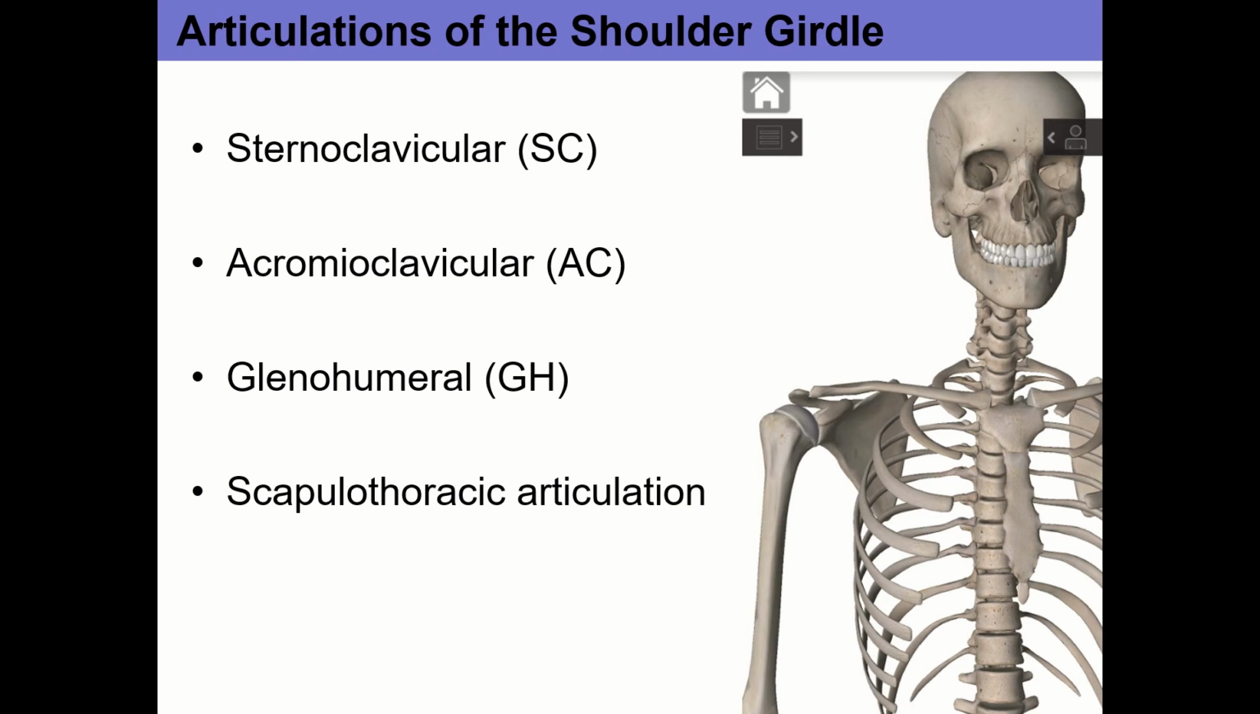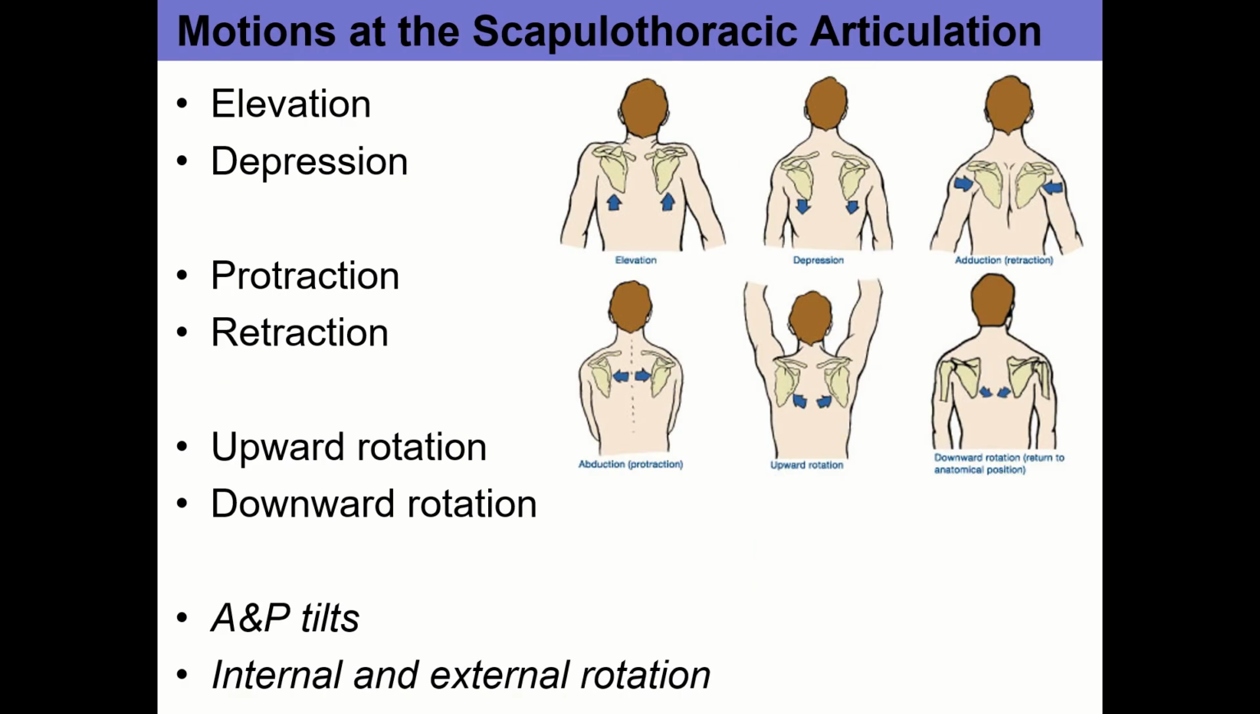So those are the articulations of the shoulder girdle. One of the things to be aware of when we talk about the shoulder is that for normal glenohumeral motion to occur, like throughout its full pain-free range of motion, in order for that normal glenohumeral motion to occur, we have to get scapulothoracic motion.